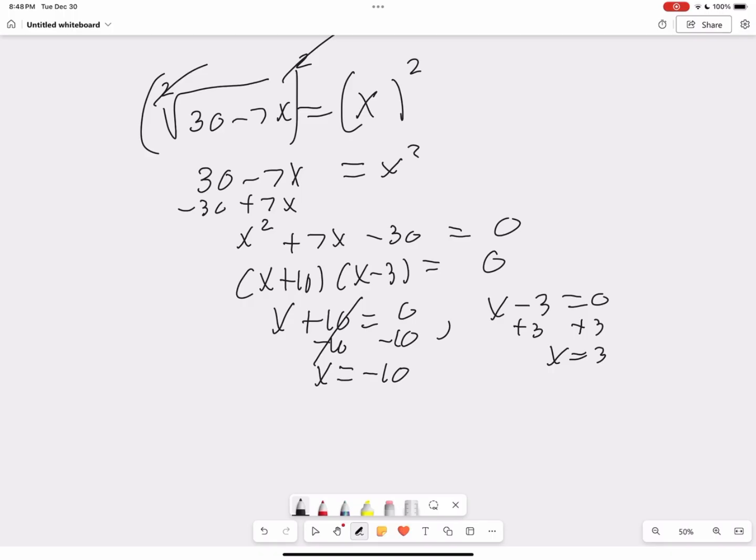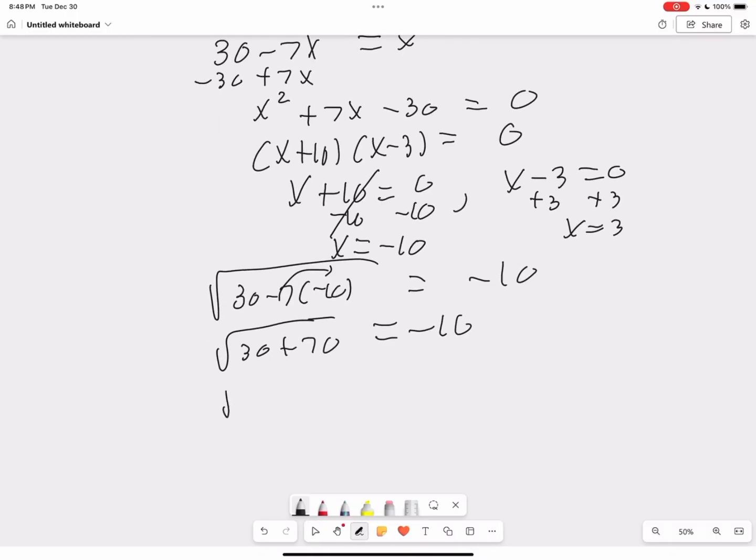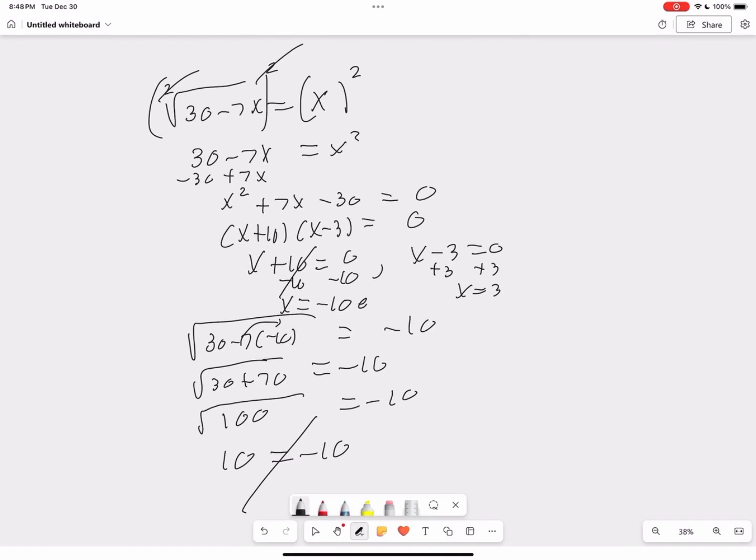Now let's plug each one into our original equation and see what we get. I'm plugging in the first one: 30 minus 7 times negative 10 equals negative 10. 7 times negative 10 is negative 70, so we get 30 plus 70, which equals 100. The square root of 100 is 10. Is 10 equal to negative 10? It is not. So x equals negative 10 is extraneous.